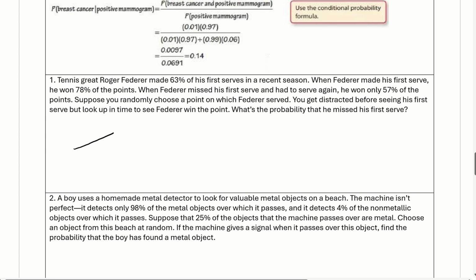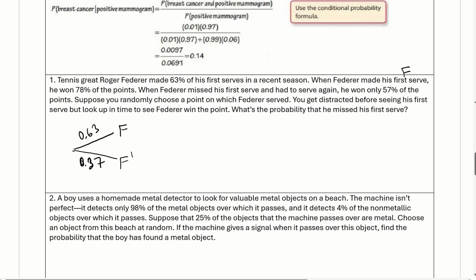So I'm going to say F for he made his first serve, okay? So that's going to be F. And then F prime, he missed his serve, he had to serve again. So first serve he made, first serve he did not make, okay? So it says 63% of his first serves he made, which means that 37% he did not make, right? He did not make his first serve.